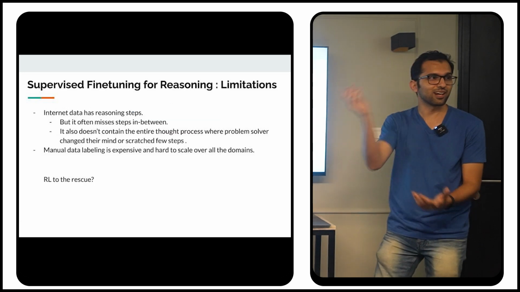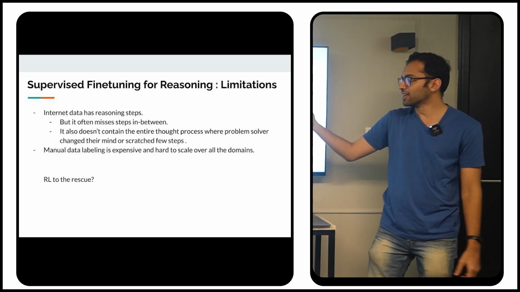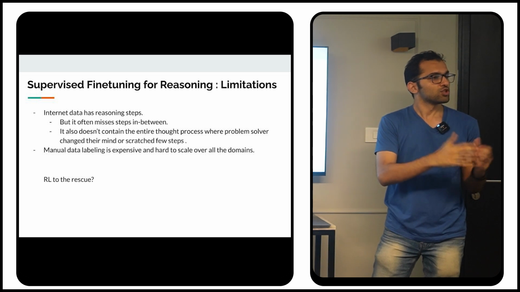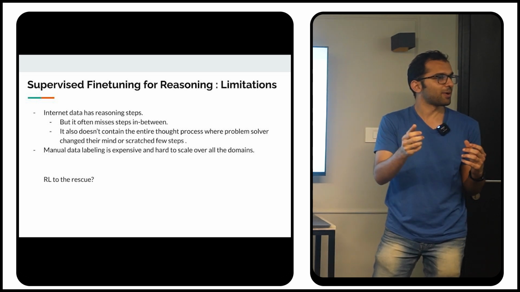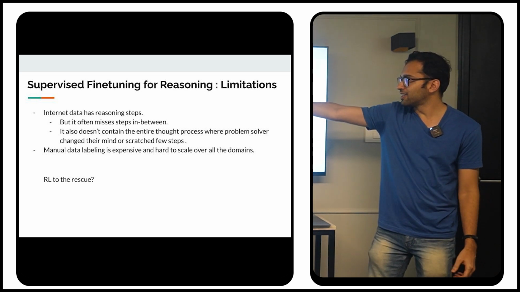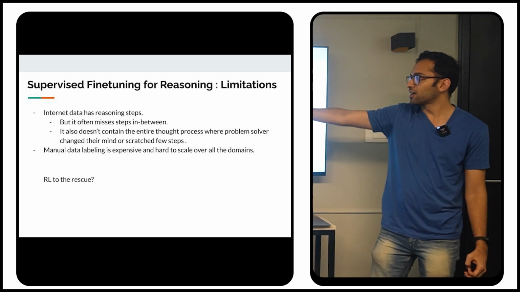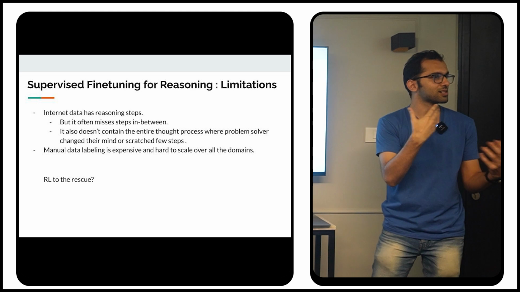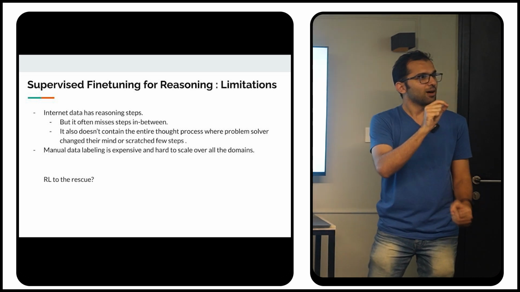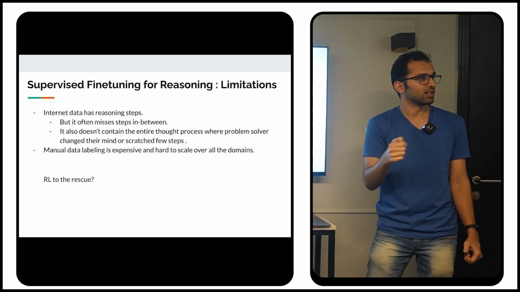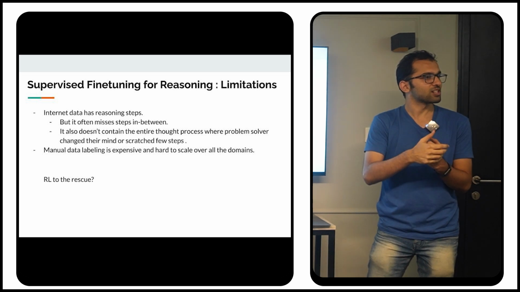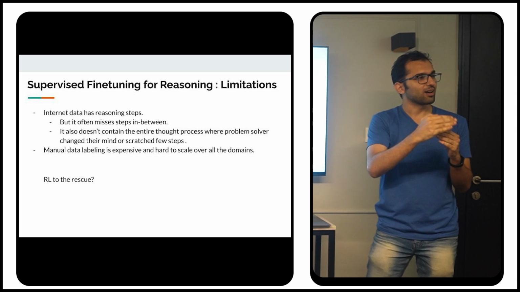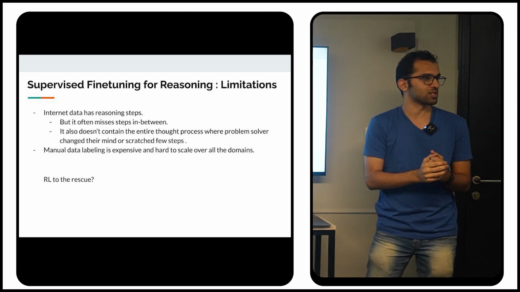But there is a limitation. This is only slightly better than chain of thought or asking it to think step by step, because the internet has these reasoning steps but often misses steps in between. Those reasoning steps are for us humans to understand, so all the minute computations which occur in between are usually missing. But for transformers to actually do this sort of reasoning, having those small, in-depth reasoning steps is much more necessary.